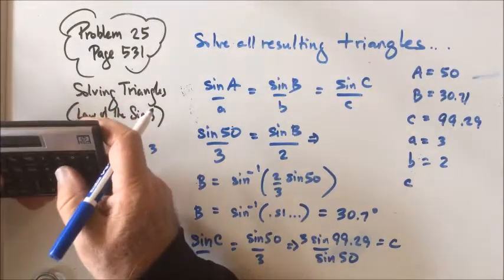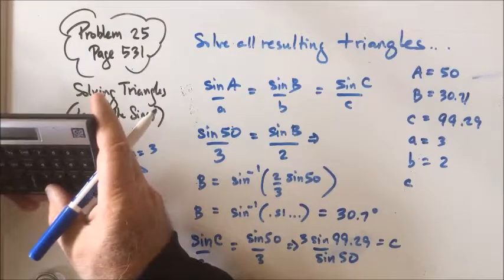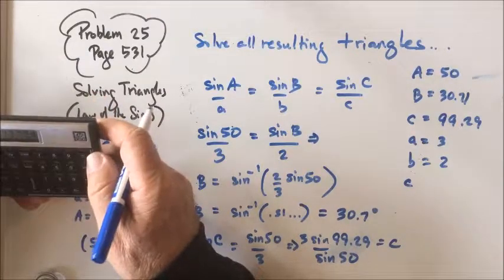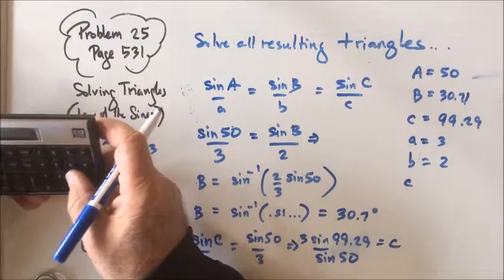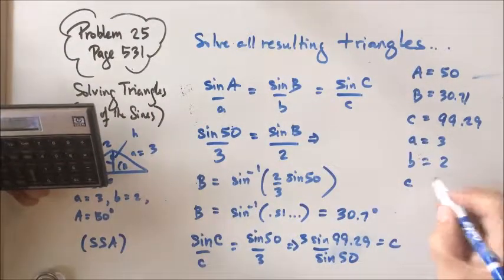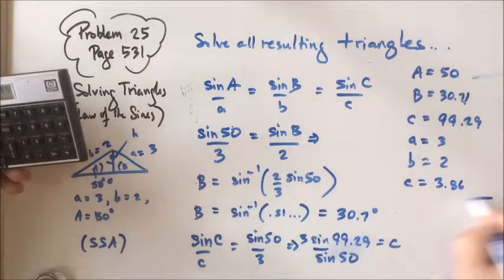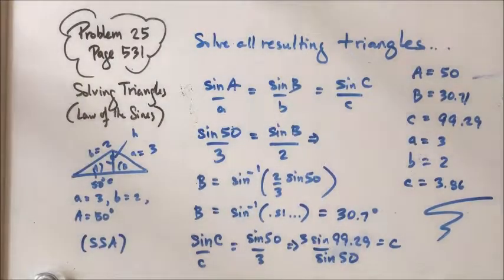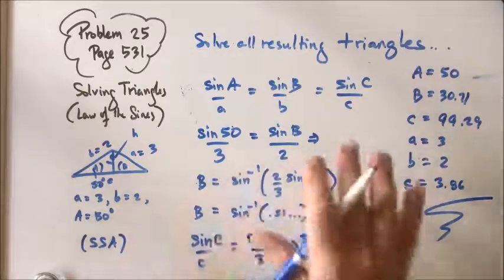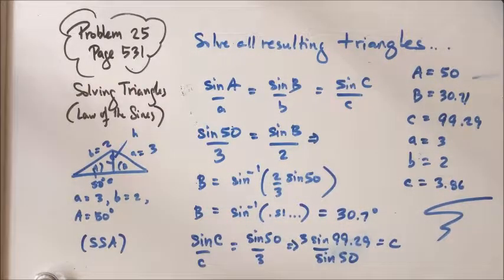There's a sine, 50, there's a sine. Divide those two, multiply by 3, and I get C is equal to 3.86. Okay. So, sorry, that might be the longest video we've made, but I took the occasion to do a little instruction on the technique rather than just doing the problem.